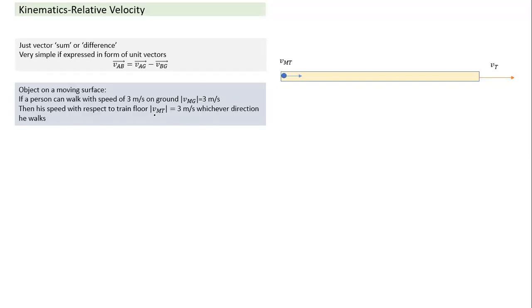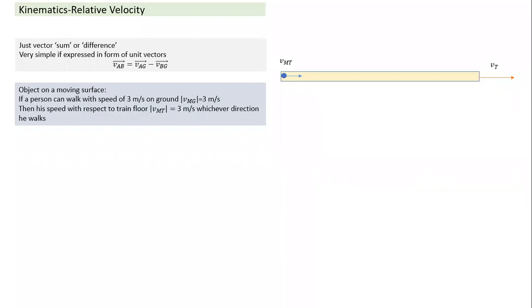This comes in the case of swimming also. It is his speed with respect to the surface he's walking on. Which surface now? Earlier it was ground, now it is train. Both are the same; the speed remains the same. Direction may change. So he is walking in the same direction as the direction of the train. So what will happen?